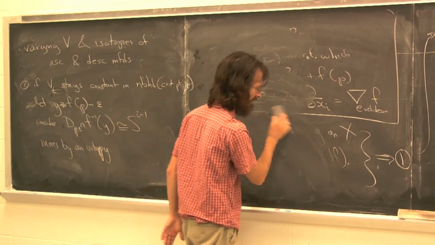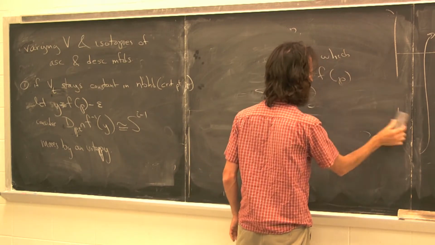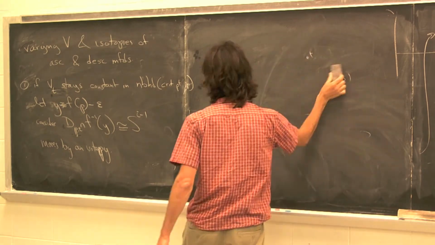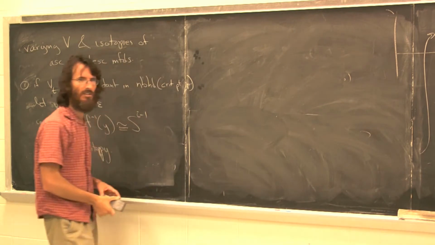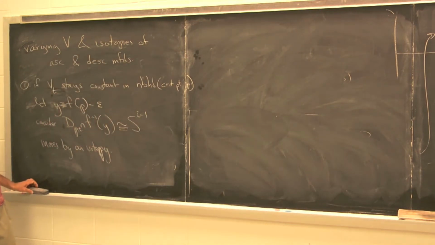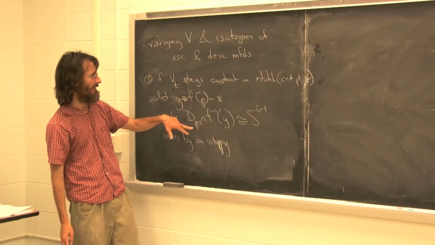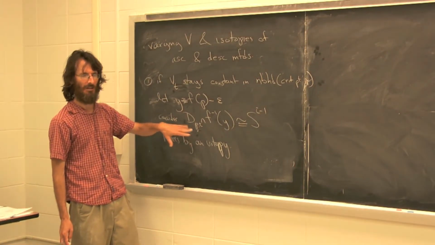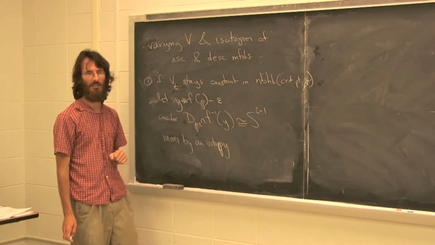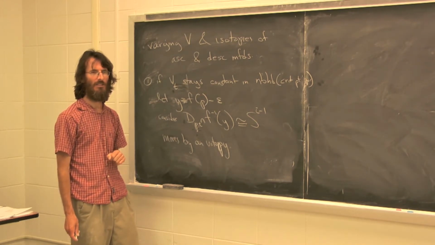This is for small values of t. What I really want to do is assume I'm not going to run into any other critical points, so the handle slides are not coming. So you're saying there's some interval in t space for which this is true?